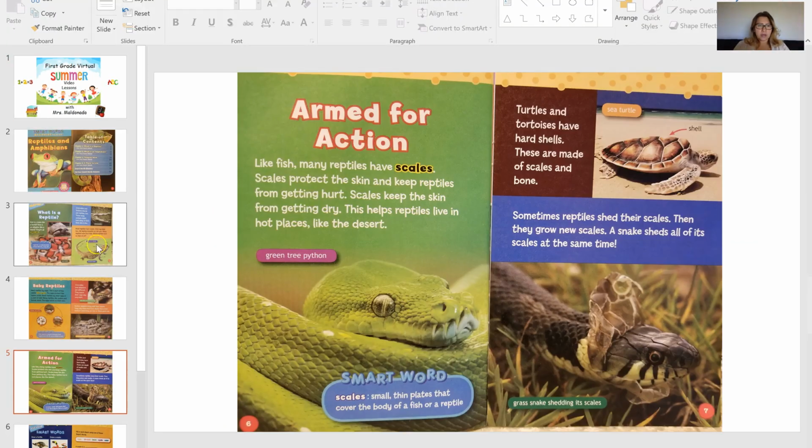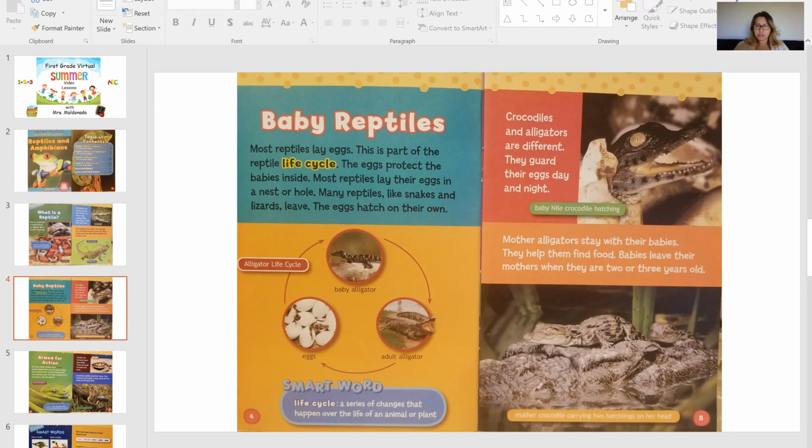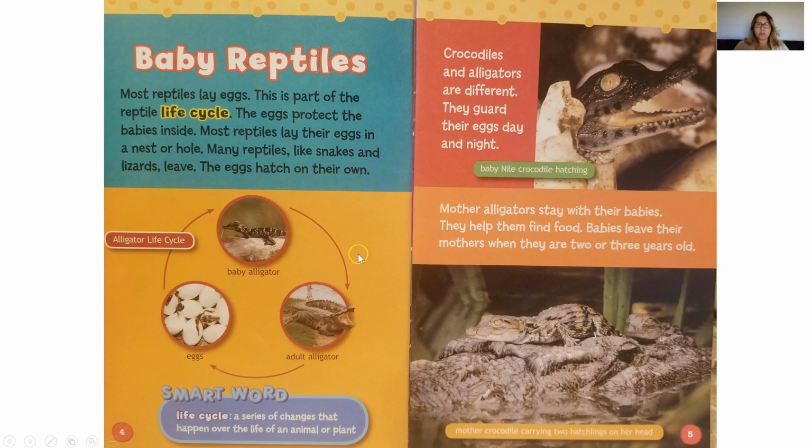Okay, let's go back one page. Okay, baby reptiles. Most reptiles lay eggs. This is part of the reptile life cycle. The eggs protect the babies inside. Most reptiles lay their eggs in a nest or hole. Many reptiles, like snakes and lizards, leave. The eggs hatch on their own.